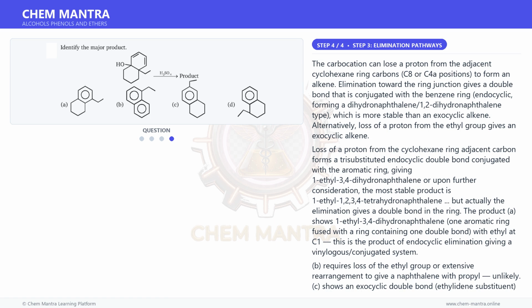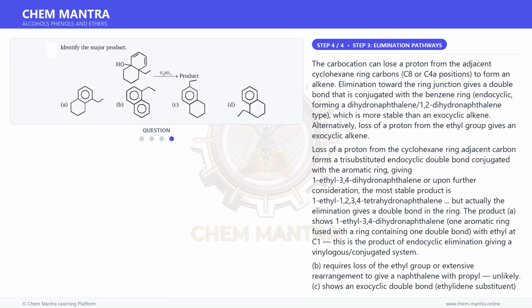Loss of a proton from the cyclohexane ring adjacent carbon forms a trisubstituted endocyclic double bond conjugated with the aromatic ring, giving 1-ethyl-3,4-dihydronaphthalene, or upon further consideration, the most stable product is 1-ethyl-1,2,3,4-tetrahydronaphthalene. But actually the elimination gives a double bond in the ring. The product, A, shows 1-ethyl-3,4-dihydronaphthalene, one aromatic ring fused with a ring containing one double bond, with ethyl at C1. This is the product of endocyclic elimination giving a vinylogous conjugated system.